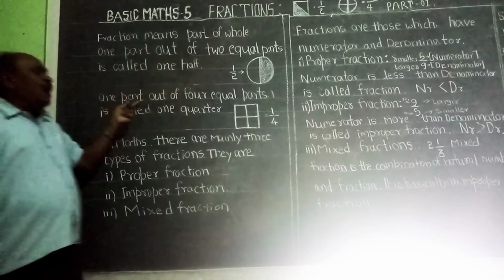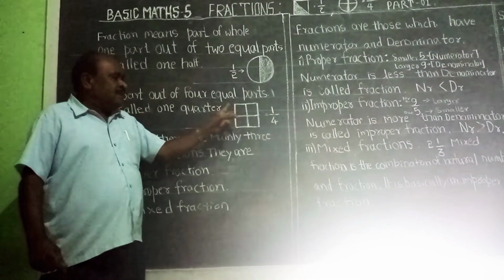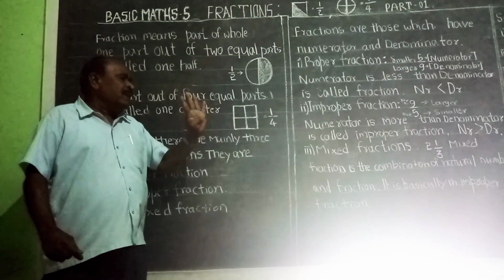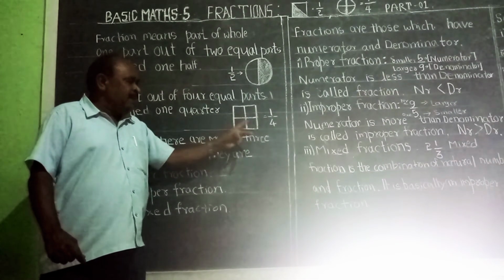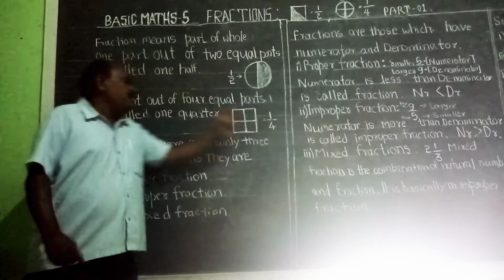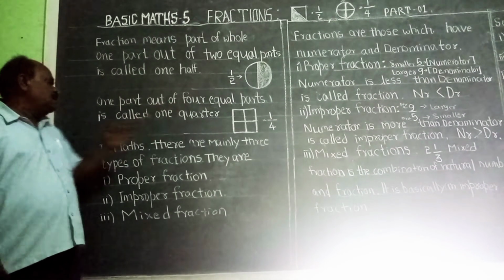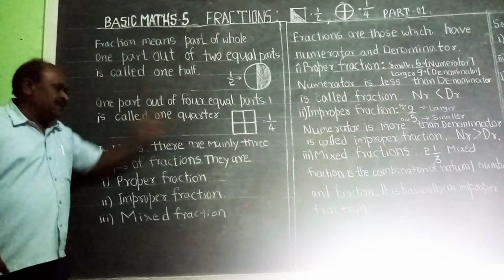Then one part out of four equal parts. This is the total one, and we divided it into four equal parts: 1, 2, 3, 4. That is 1 divided by 4. See, one part out of four equal parts is called 1/4.